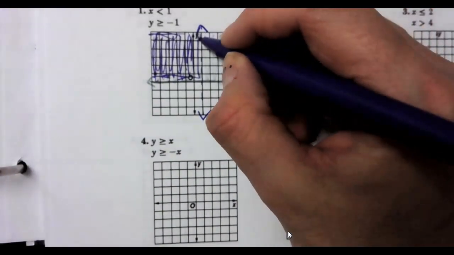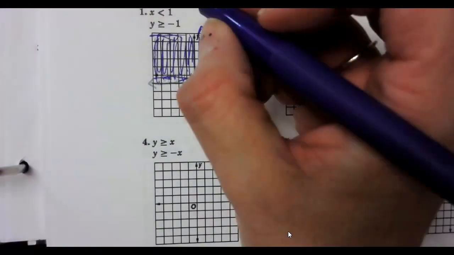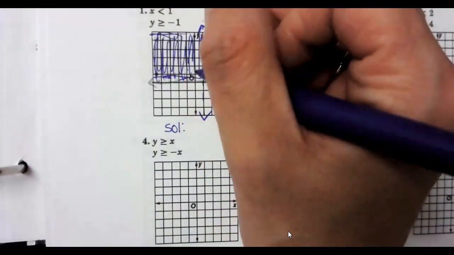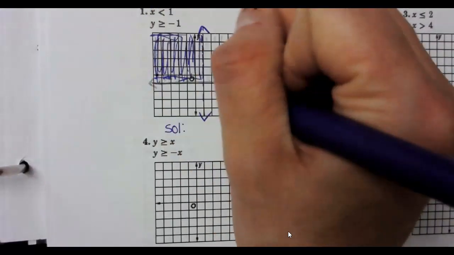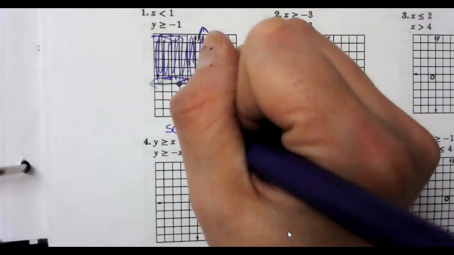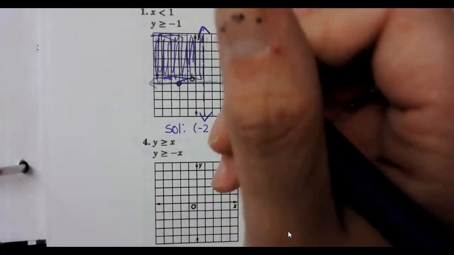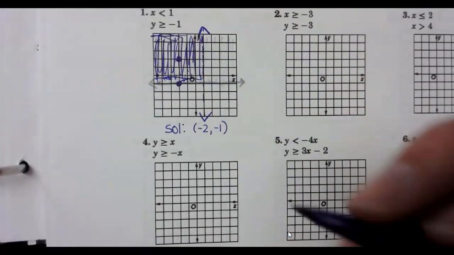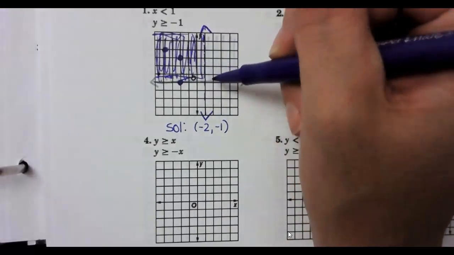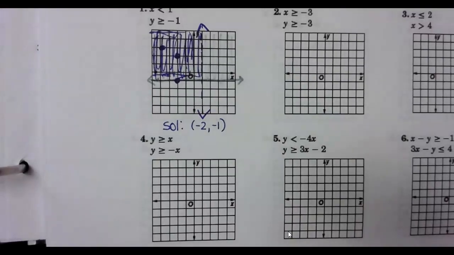A solution cannot come from the dashed line because the points on that line are not included. An example of a solution, though, could be anywhere in that purple region, including on the line y greater than or equal to -1. So you could have the point -2, -1, or you could have a point up in here, or you could have a point over there, but you cannot have a point when x is 1. That's the only point you cannot have in that shaded region.